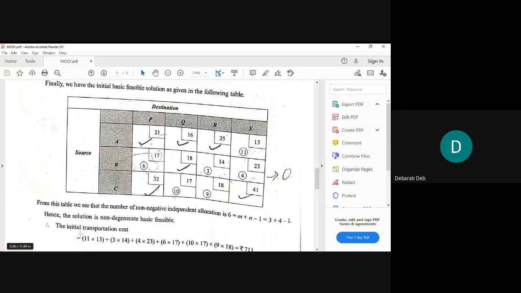Write this table once again in your copy, and write one ui and vj on the sides, on the column side and on the row side.